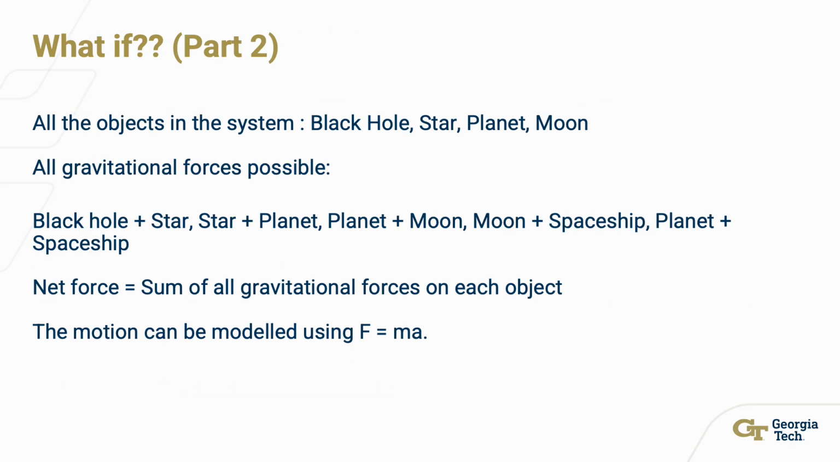For part 2, we know that all the objects in the system, the black hole, star, planet, and moon, experience gravitational forces. There are different combinations of these forces possible, namely black hole and star, star and planet, planet and moon, moon and spaceship, and planet and spaceship. The net force is just equal to the sum of all these gravitational forces for each object, and then the motion can be modeled using F = ma.